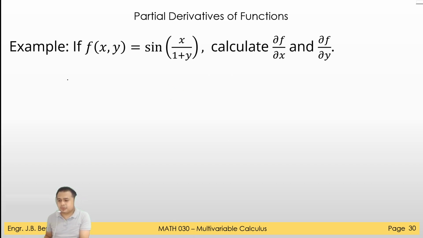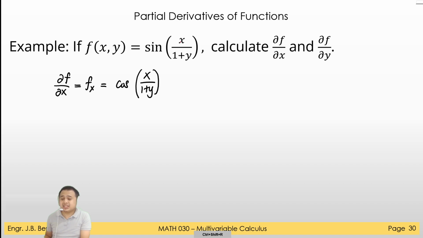So if you want to find the partial derivative with respect to x of this function, we can just rewrite this as f sub x. We want to find the derivative of the general function, so that is the rule of differentiation. The derivative of sine is cosine, and then we will just retain this for now. And then we will do the chain rule. So the chain rule is basically to find the derivative of x over 1 plus y.